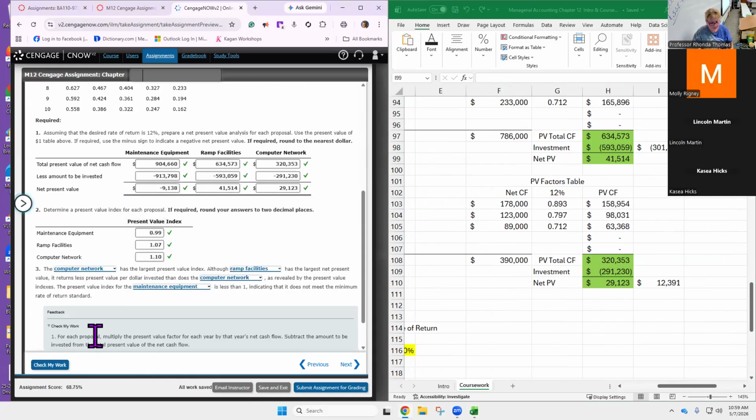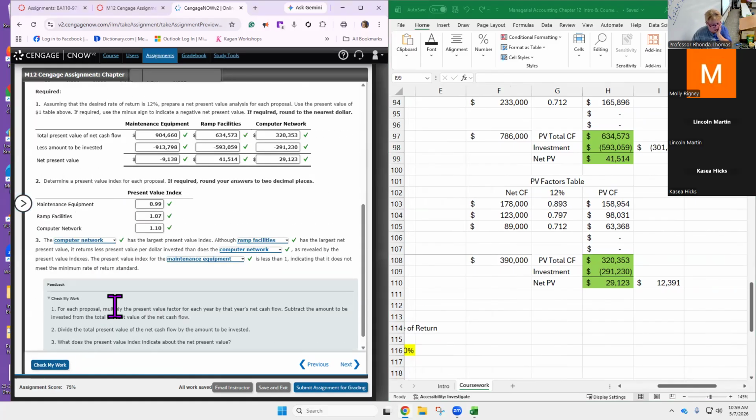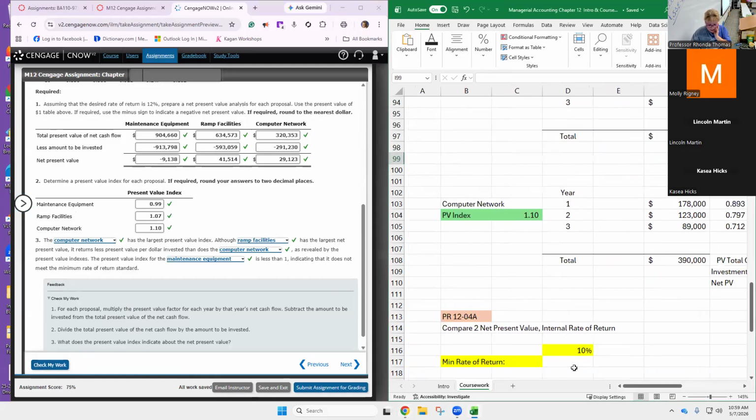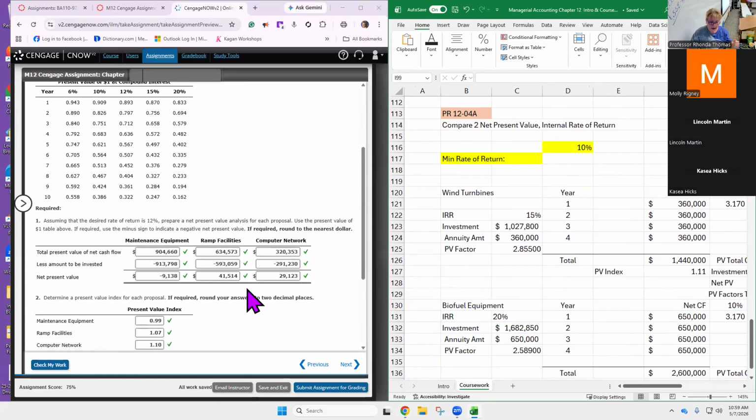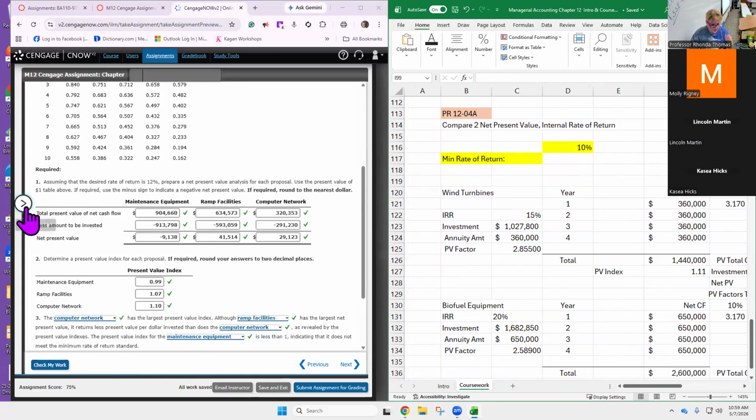Let me make sure that I've got everything in there the way it should read. Okay, this last one is just doing 2 projects. We're going to do the net present value and the one called internal rate of return.